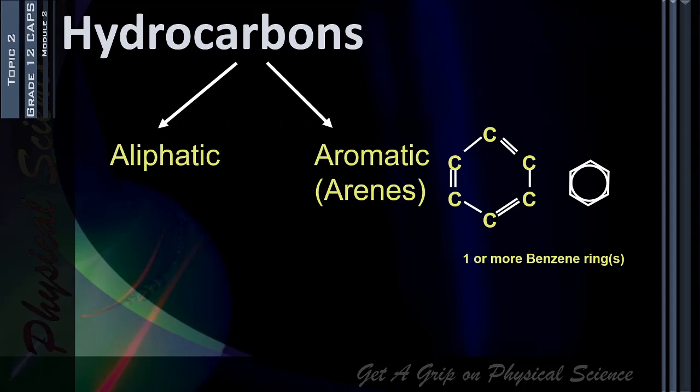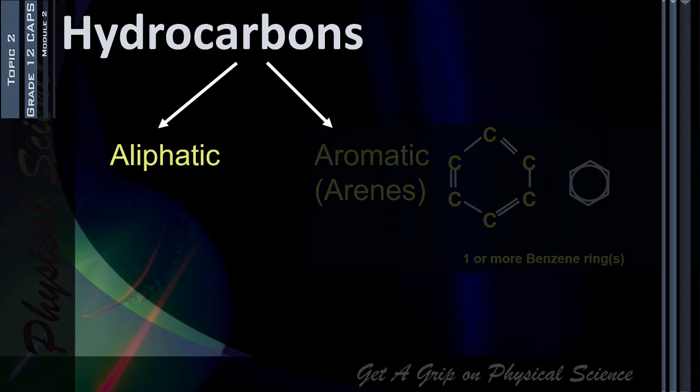Hydrocarbons can be either aliphatic or aromatic. Now you will see in some of the textbooks that they do mention aromatic hydrocarbons or benzene rings. We will focus our attention in the CAPS syllabus on aliphatic hydrocarbons. These are the hydrocarbons that are open chain hydrocarbons.